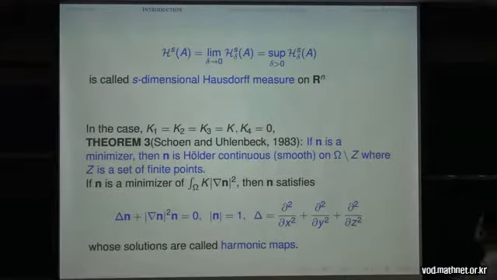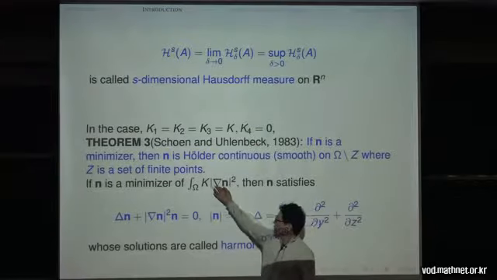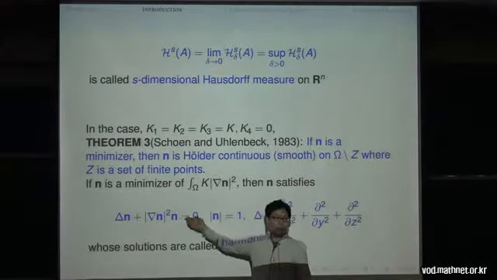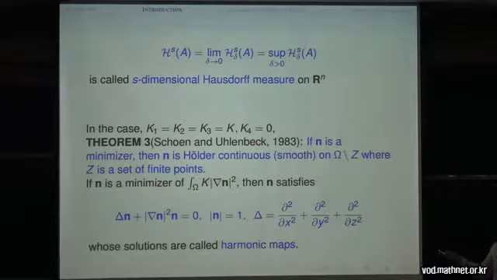then the energy reduces to this one. And when n is a minimizer of this energy, it satisfies this equation. So this is a harmonic map. And what is known was proved by Richard Schoen and Uhlenbeck in 1983: if n is a minimizer of this energy, then n is Hölder continuous except at finitely many points.